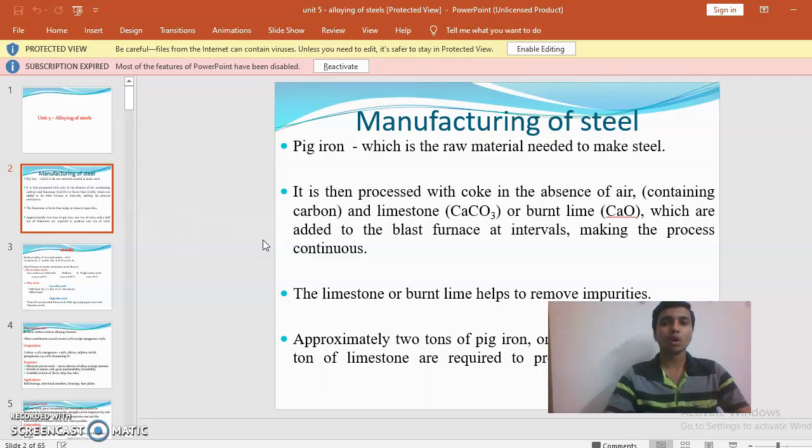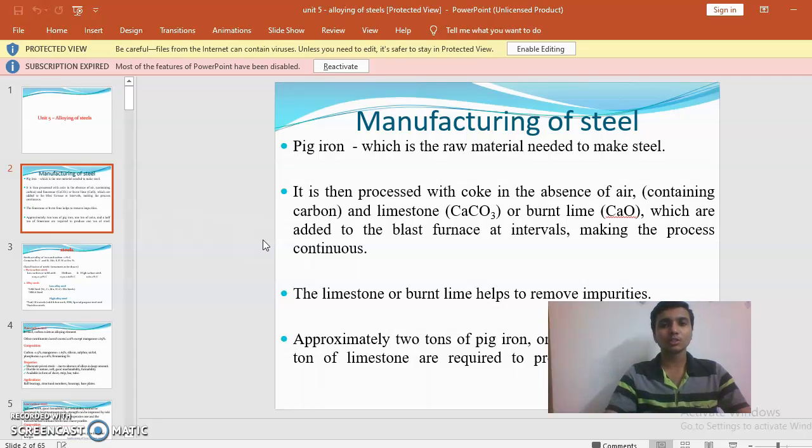Limestone or burnt lime is added to the blast furnace at intervals, making the process continuous. The limestone or burnt lime helps remove the impurities from the steel, so the steel gets rid of its impurities.